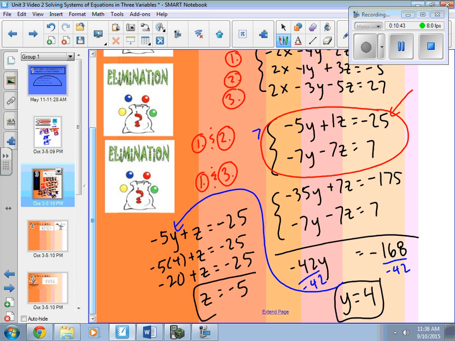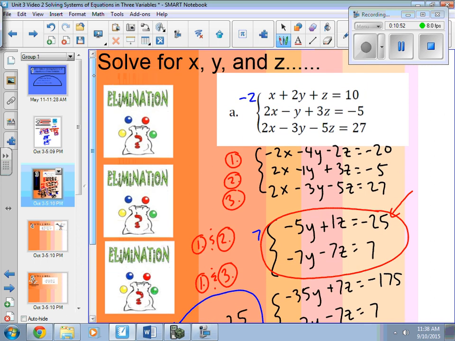So now we found 2 of the 3 variables. We got 1 left to do. So now is the point we want to go back all the way to the original problem and pick one of those equations on top and substitute it back in. We still need to find x. So if we substitute, let's go with the top equation right here.